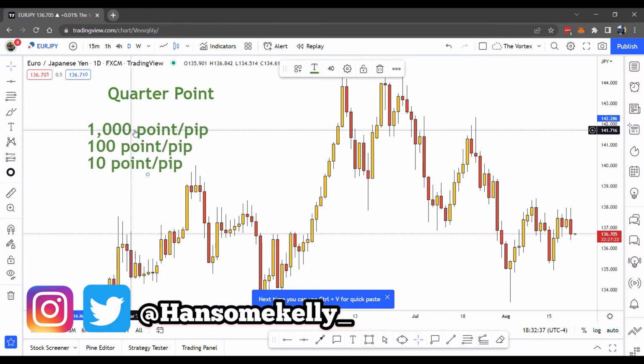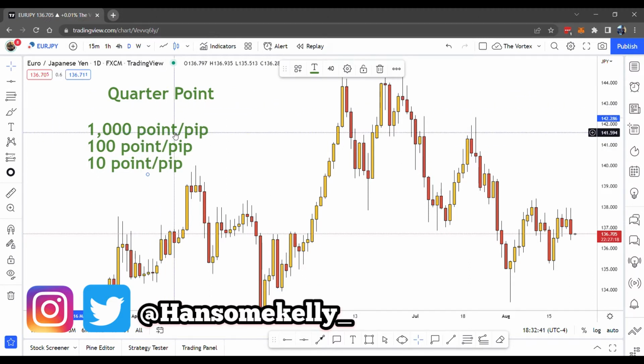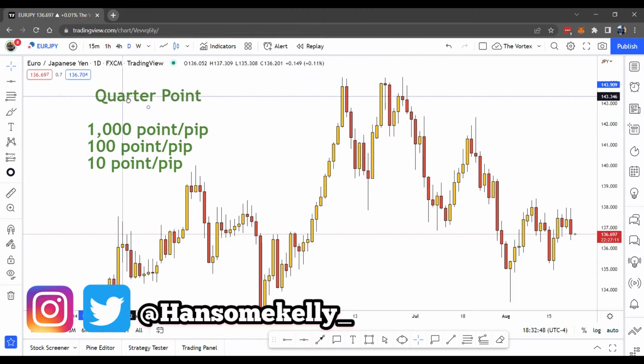That's what it is. So quarter point is, again, a breakdown or a range count between 1,000 points, 100 points, or 10 pips. Now, what you want to do, as I just said, the name gives it away, it's quarter point, right?